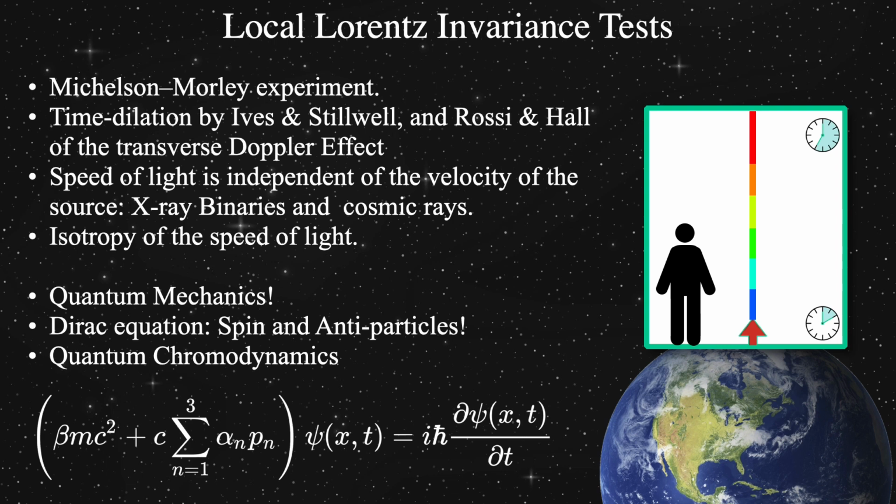violate local Lorentz invariance. In addition to these direct experiments, advancements in quantum mechanics have cemented local Lorentz invariance via special relativity's integration. Specifically, Dirac's equation predicted antiparticles and quantum spin, which then spawned the stunningly successful relativistic theory of quantum electrodynamics.